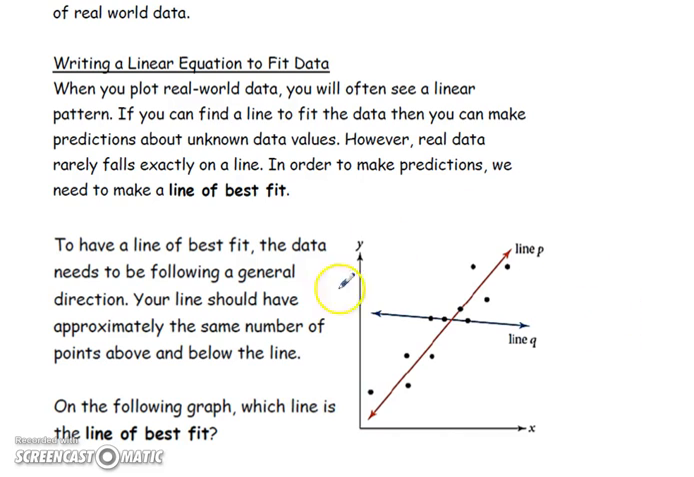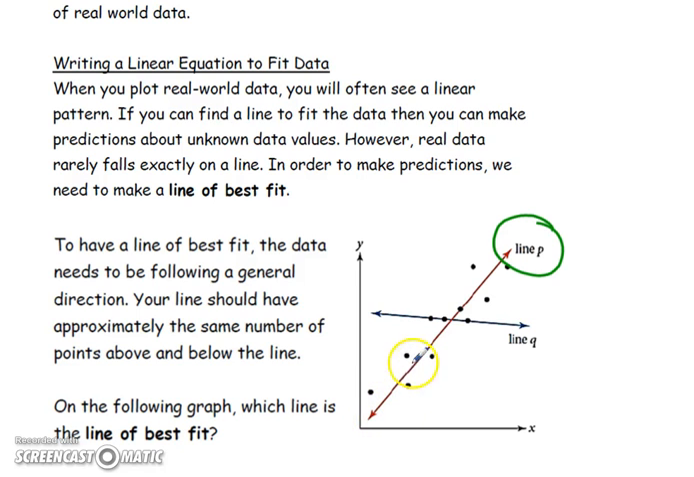So looking at this graph, which one represents the line of best fit? We're looking for a line that follows the pattern and that has the same idea of a slope or rate of change as a majority of the data. It does not matter how many data points it hits. So thinking about that, line P would be the line of best fit in this case.